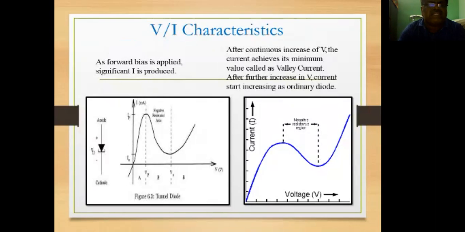Now the VI characteristics. As forward bias is applied, significant current is produced. In this graph, current is on the y-axis and voltage on the x-axis. VP means the peak point, and VV is the valley point. VP to VV is called the negative resistance region. After a continuous increase of voltage, the current reaches its minimum value, called the valley current. After a further increase of voltage, the current starts increasing as in an ordinary diode. This is the VI characteristic of the tunnel diode.